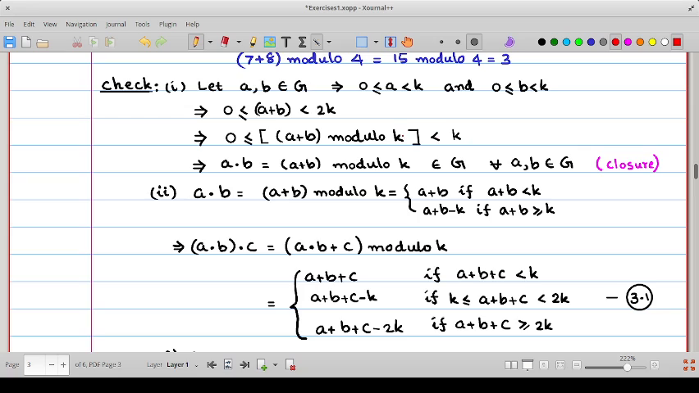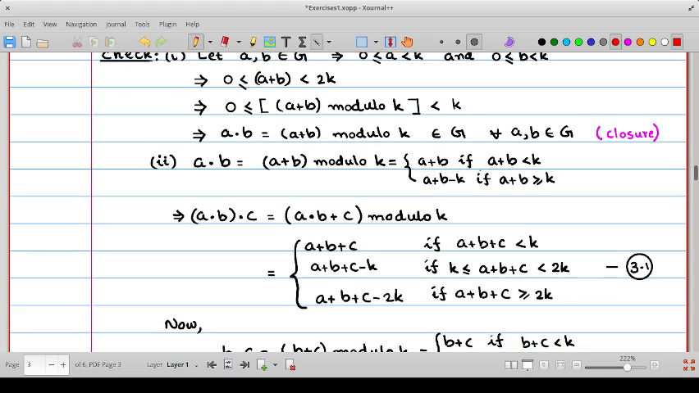So that means A plus B modulo k is also in the set 0, 1, etc. up to k minus 1. So that means if A and B are in G, then A dot B is also in G, and therefore the closure property is satisfied under this addition operation, and under this group composition operation. And the next property we need to check is the associativity.